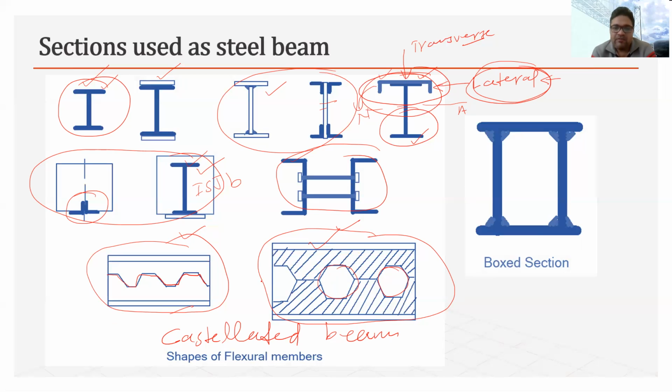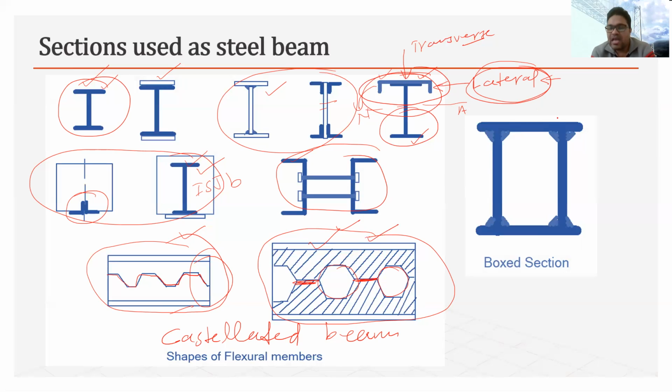And why do we do this? Because by doing this, this part is welded, and in that case, the modulus of section of the same I beam will be increased. So this castellated beam is used in a building when there is a requirement of a large span with light loading. With light loading and a large span, the castellated beam can be used.